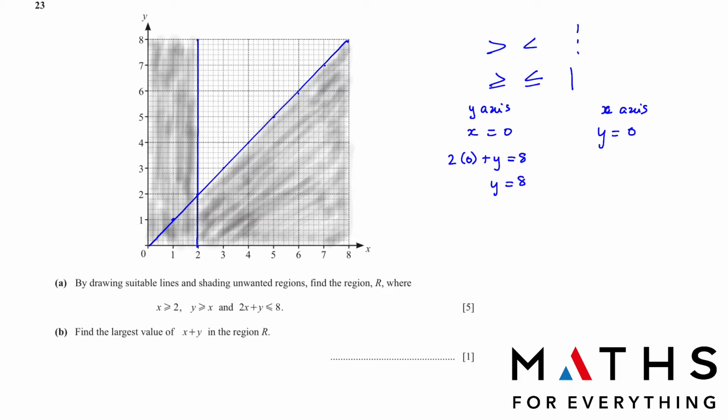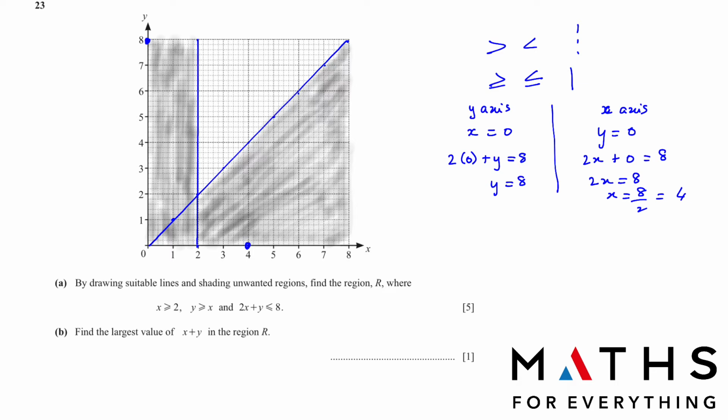When x is 0, y is 8. This is our point. The next one, we have 2x and our y is 0. So we replace that with 0, 8. 2x is equal to 8. X is equal to 8 divided by 2, which is 4. So when y is 0, that is on the x-axis, the value of x is 4.